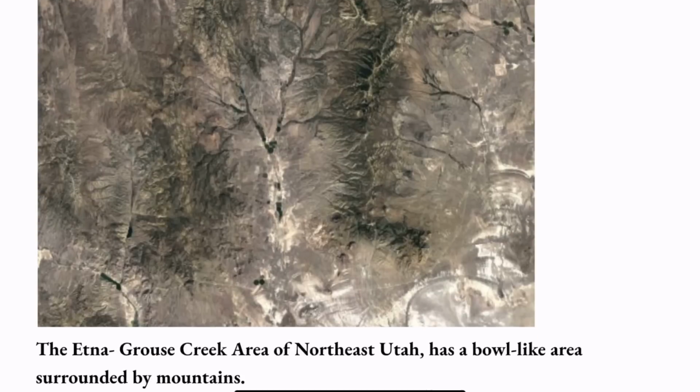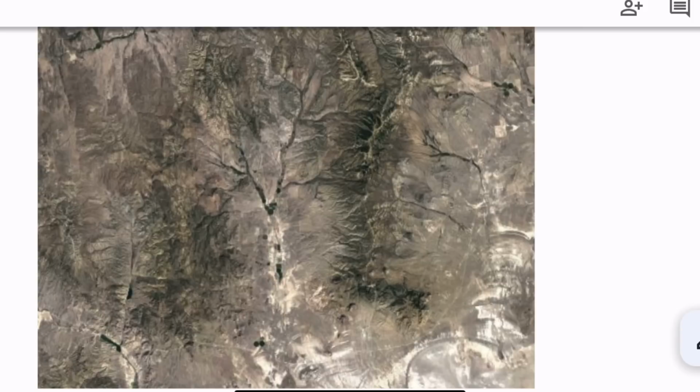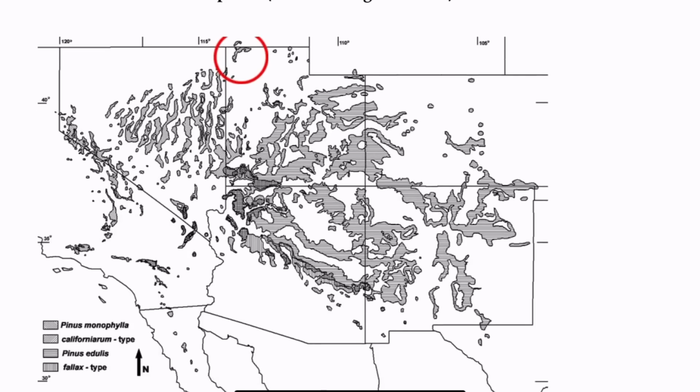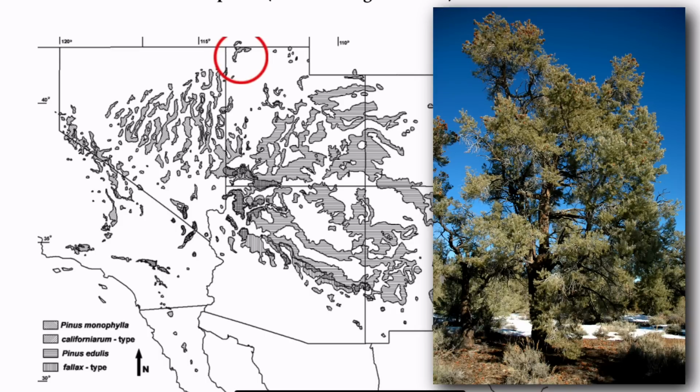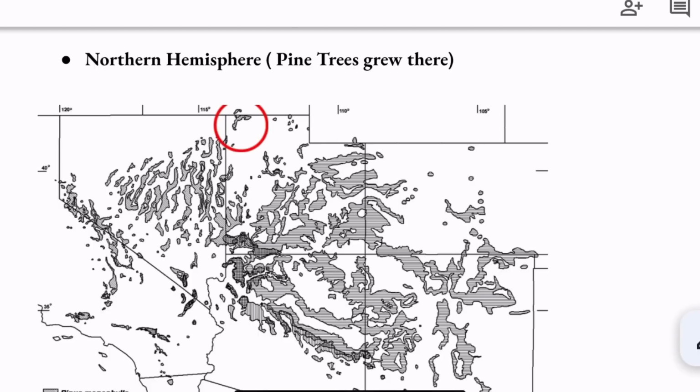But what I want to talk about is, see how this area is legitimately surrounded by mountains. However, we can also observe that there are pine trees in Jerusalem. Okay? Here is a pine tree distribution map. As we can see from the distribution map, there is Pinus monophylla that grows in northeast Utah, which is a type of pine tree.